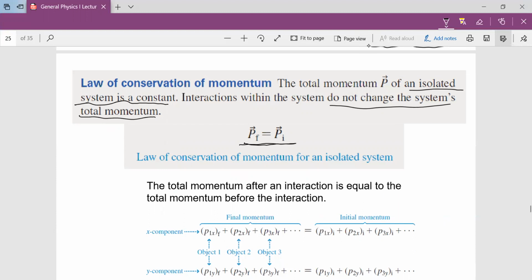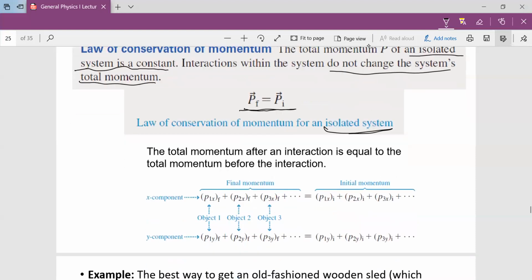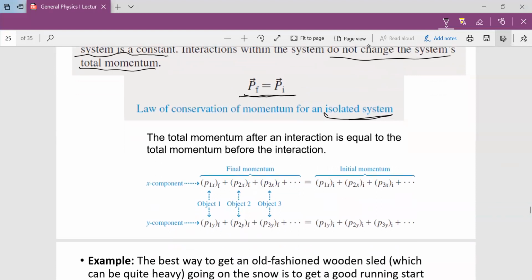So the law of conservation of momentum is majorly emphasizing an isolated system. That is a system that has no external force changing the momentum of that entire system. By implication, we are saying the total momentum after an interaction is equal to the total momentum before an interaction, either in the x or y plane.